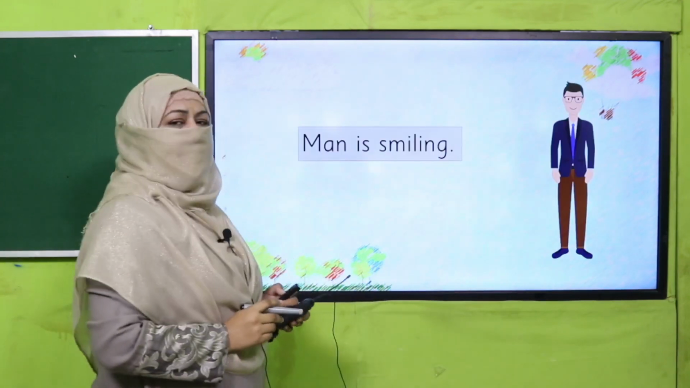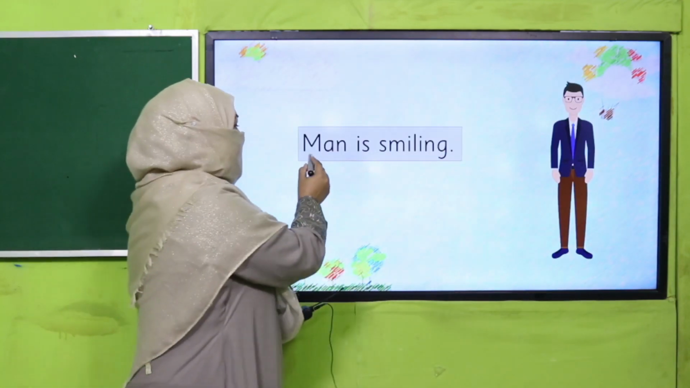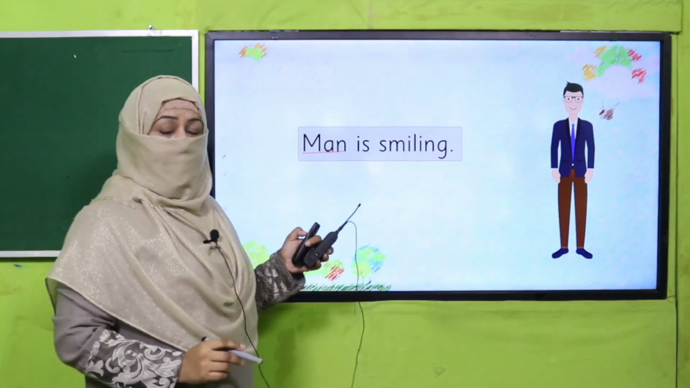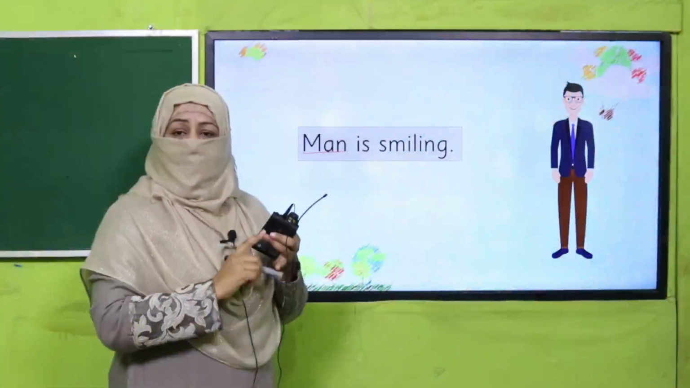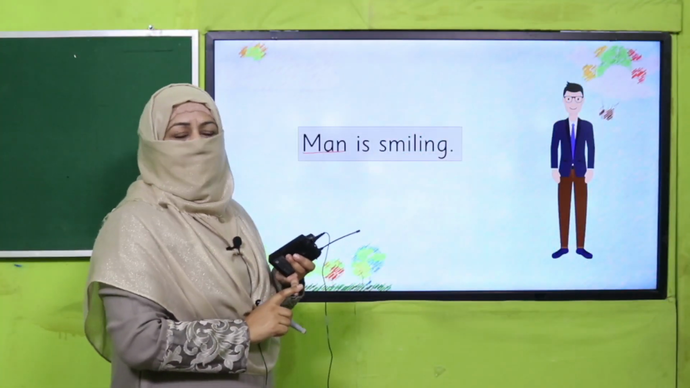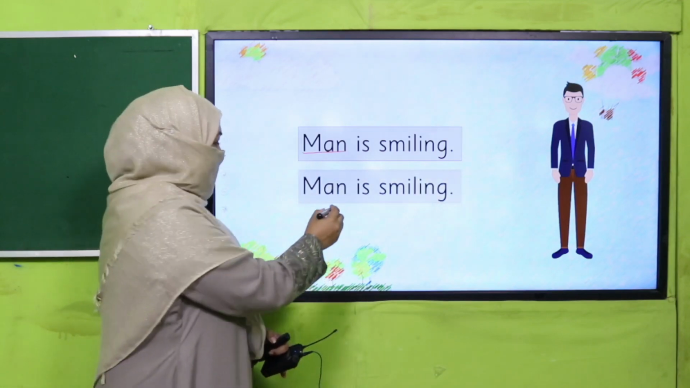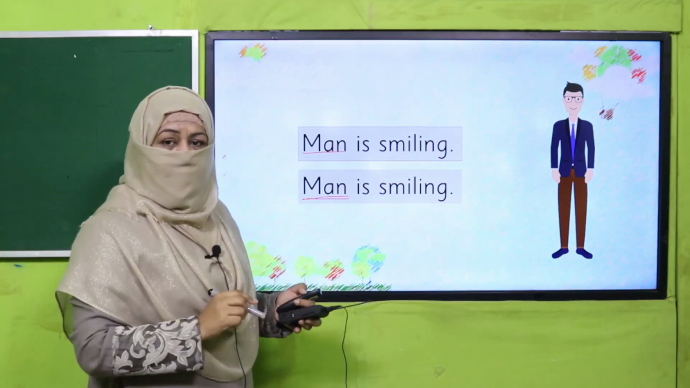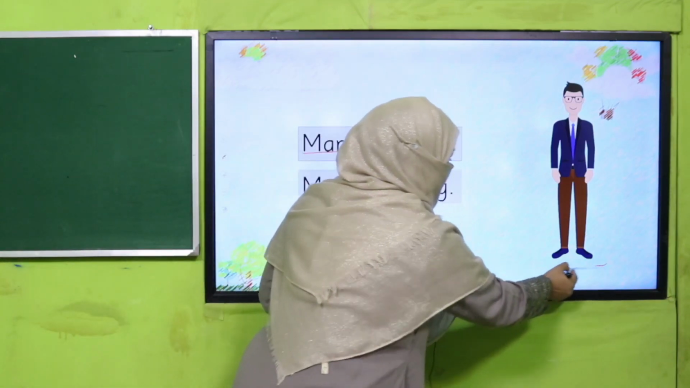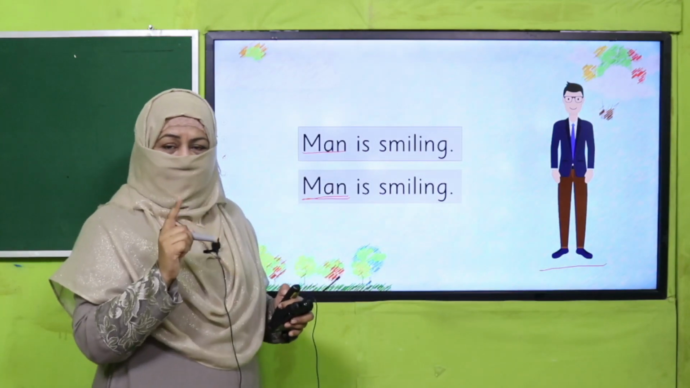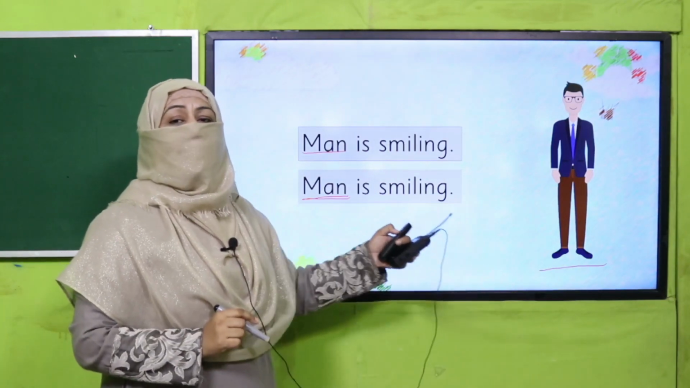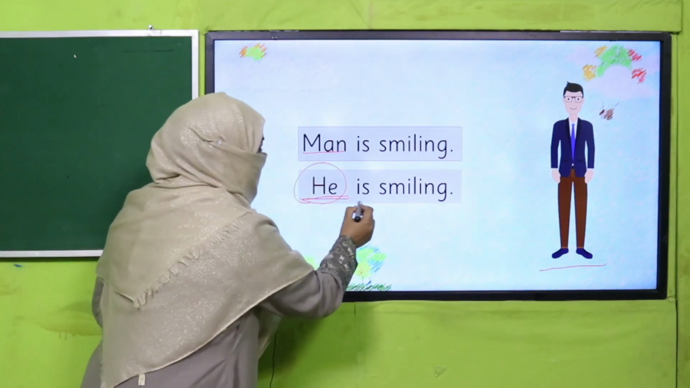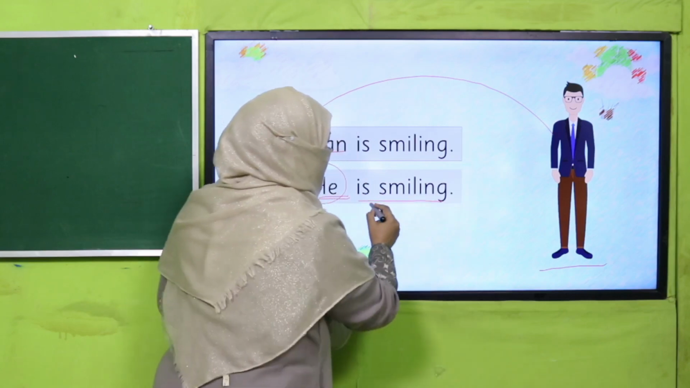Now, how do we use these naming words in a sentence? Man is smiling. So look at his face. Man is smiling. Now, this naming word can be replaced with a substitution word. And for that, we have to look. Man is a male. We have learnt about it. He is masculine. So, to replace a masculine naming word, we use He. He is smiling.